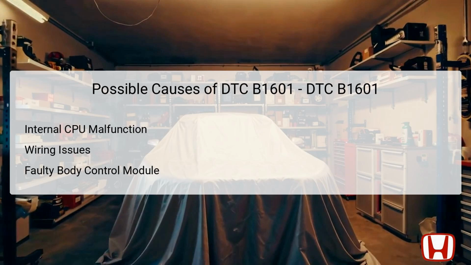Frayed or damaged connections leading to the BCM or the keyless access control unit could disrupt communication, causing the system to register an error. Another potential source could be a faulty body control module, which might not process the signals it receives accurately. Understanding these causes allows technicians to narrow down the troubleshooting process and address the underlying issue effectively.